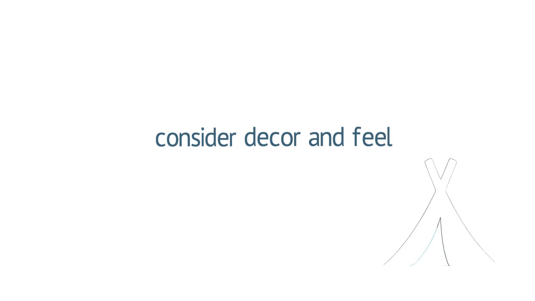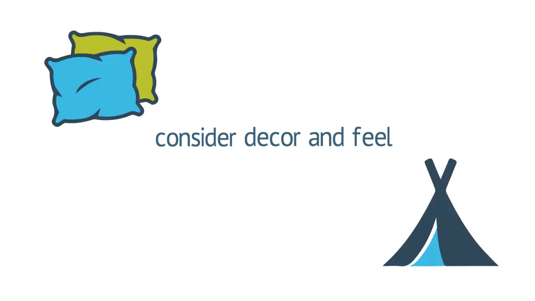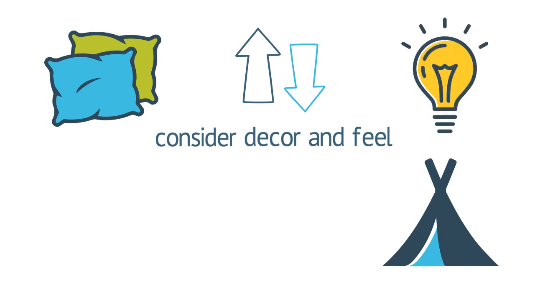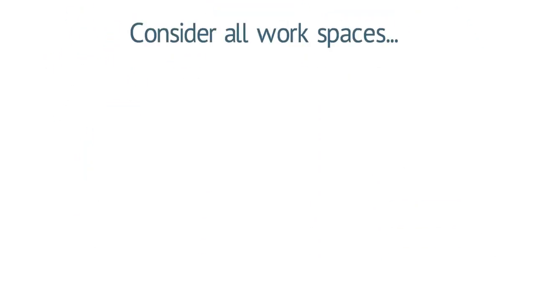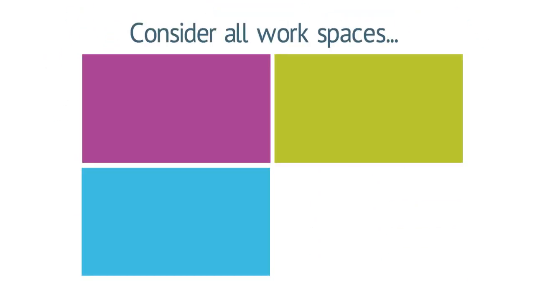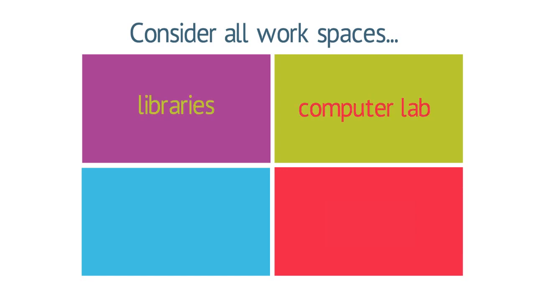You might also consider the decor or feel of the spaces. Are there carpeted areas, draped or tented areas, throw pillows, spaces with multiple heights? Is the lighting adequate? Are there windows or places for natural light to enter the room? And what is the temperature of the space? Perhaps there are options to learn outside of the classroom. These same questions can be asked when it comes to libraries, computer labs, hallways, or even outdoor spaces.